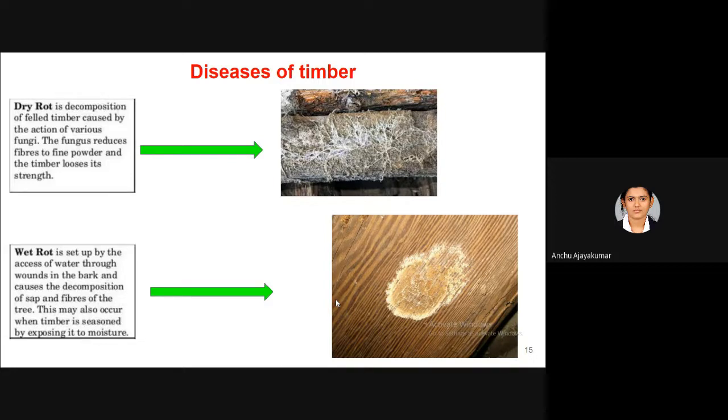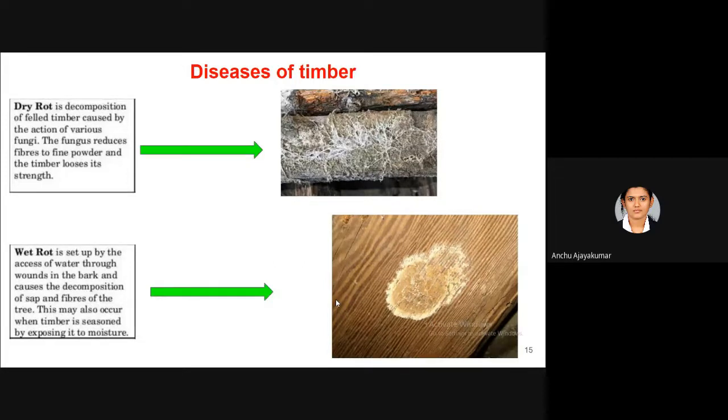Dry rot is nothing but decomposition caused by the action of fungus, white colored spongy fungi attacking our timber. It mainly occurs when the timber is exposed to a water content area. Exposed to water, the fungus reduces the fibers to fine powder and the timber loses its strength. This is dry rot, the attack of fungus.